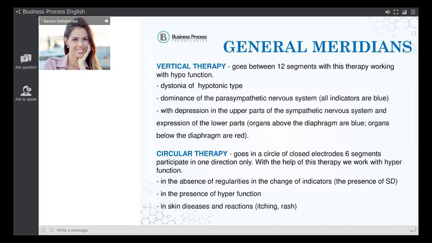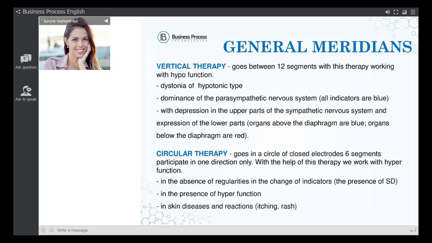This is a hypofunction, also with dystonia and hypotonic type, dominance of the parasympathetic nervous system. All indicators are blue, as I told before, with depression in the upper parts of the sympathetic nervous system and expression of the lower parts. Organs above the diagram are blue, and organs below the diagram are red.